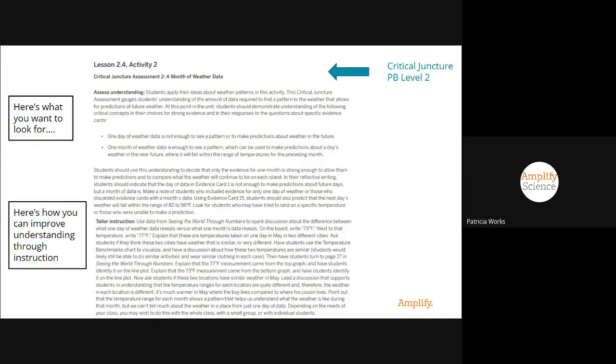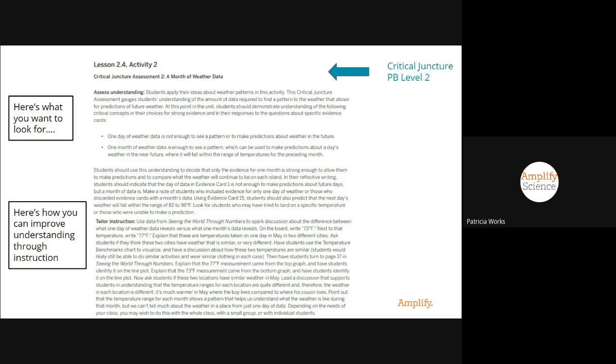So here's Critical Juncture Assessment 2. This gauges students' understanding of the amount of data required to find a pattern to the weather that allows for predictions of future weather. At this point in the unit, students should demonstrate understanding of the following critical concepts in their choices for strong evidence and in their responses to the questions about specific evidence cards. They should use this understanding to decide that only the evidence for 1 month is strong enough to allow them to make predictions and compare what the weather will continue to be on each island.